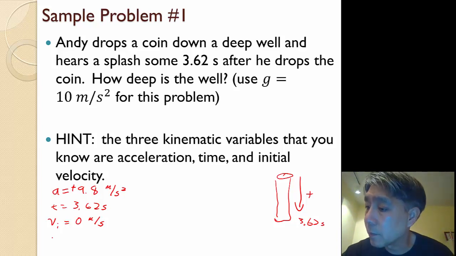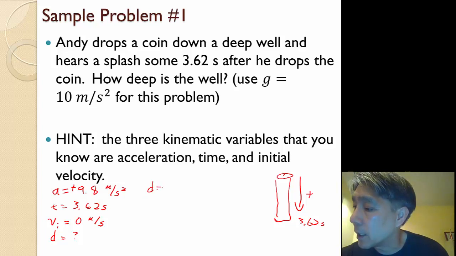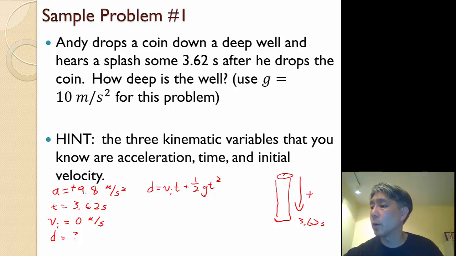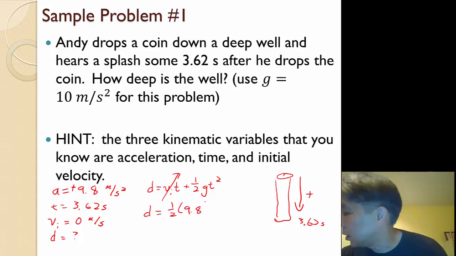Since I'm looking for distance, I would use this formula: distance is equal to v_i t plus 1/2 g t squared. So here's the g. I should really call it a, but it's the 9.8 that I used. Well, v_i is 0, so I can ignore that part. And distance then just becomes 1/2 of 9.8, or 4.9, times 3.62 squared.